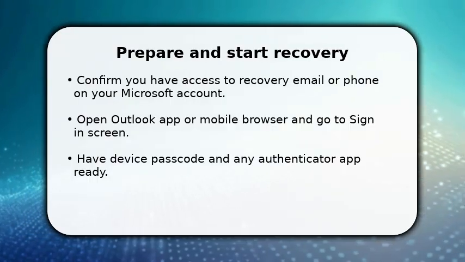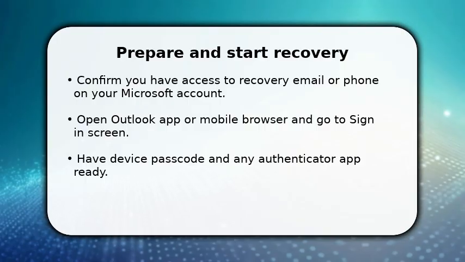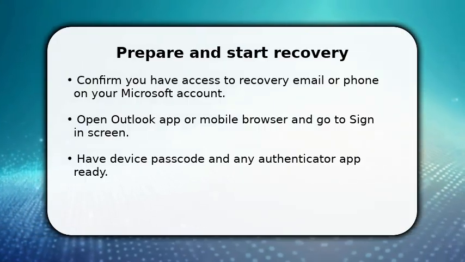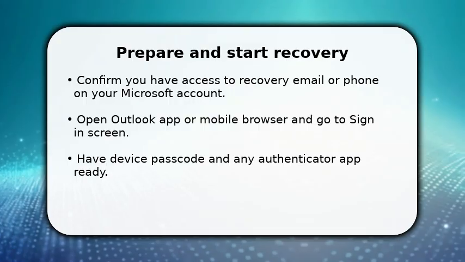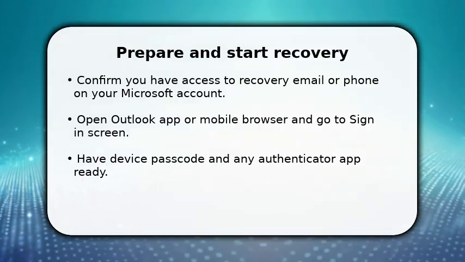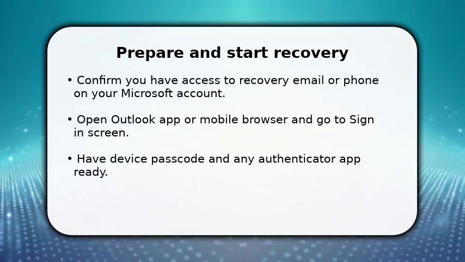Enter your email address, then choose the recovery method listed: email, text, or authenticator. Once done, unlock your phone with its passcode and keep the Authenticator app nearby. These steps ensure the reset code reaches you and prevent delays when confirming identity.